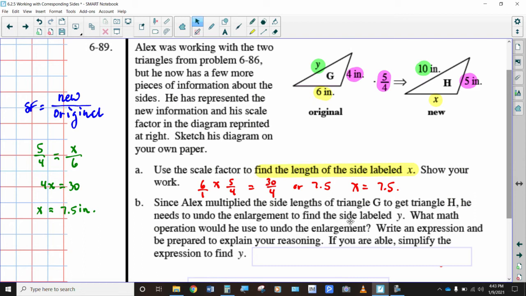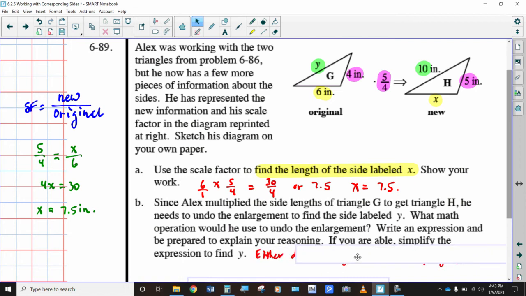since Alex multiplied the side lengths of triangle G to get triangle H, he needs to undo the enlargement to find the side length, or the side labeled Y. What math operation would you use to undo this enlargement? Write an expression and be prepared to explain your reasoning. And then as a result of this, we're going to figure out the value for Y.